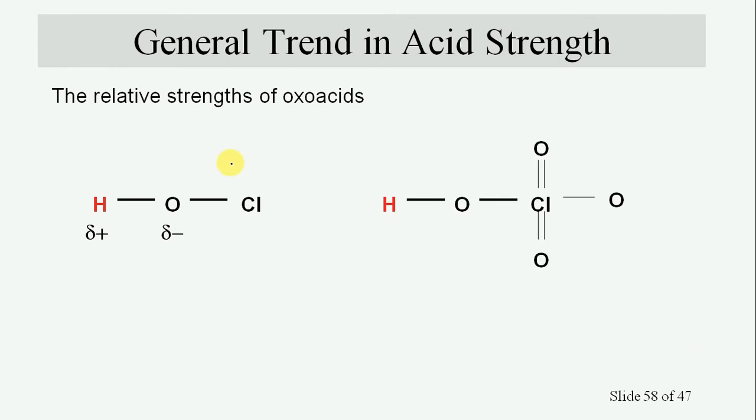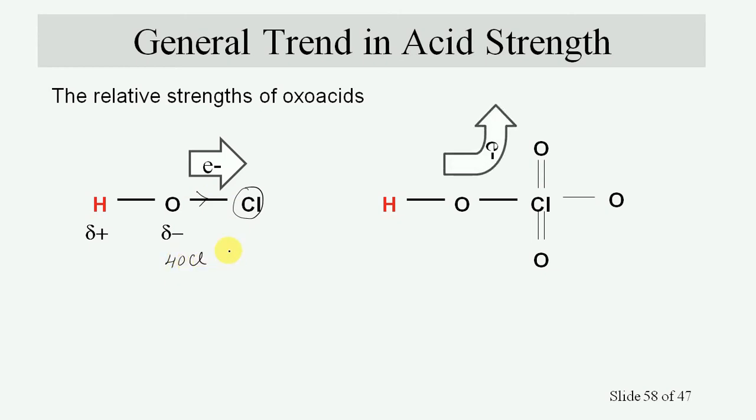So let us compare in terms of electron activity. This electron is moving toward chlorine, because chlorine is electron active, so it is withdrawing electrons away from the oxygen. In the second case, in addition to chlorines, there are 3 oxygens which are also withdrawing the electrons away from the oxygen, in addition to chlorines.